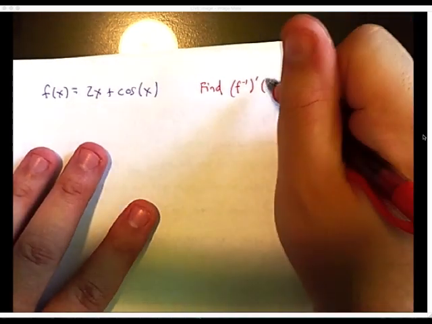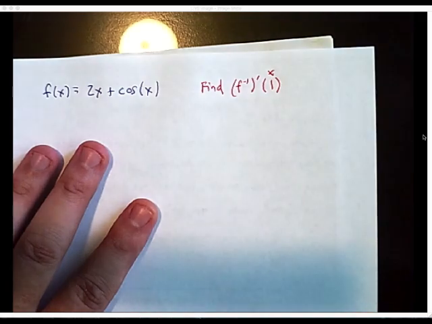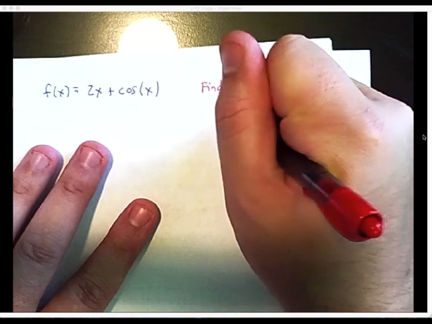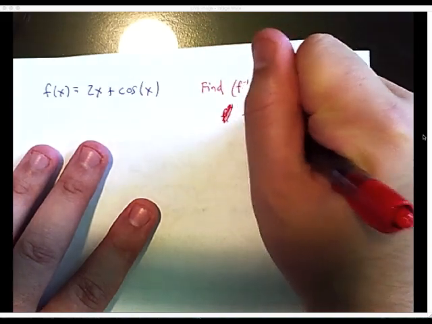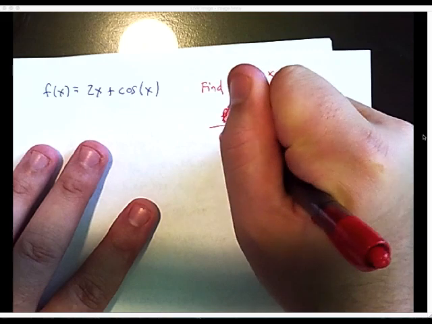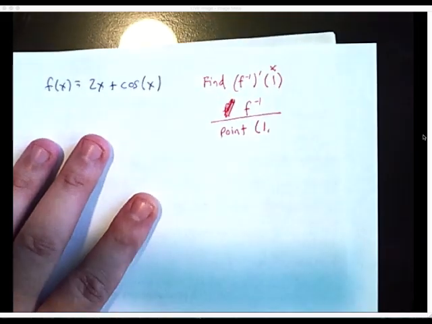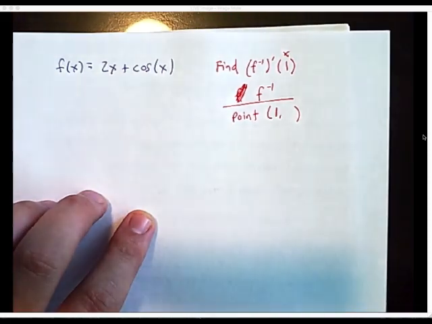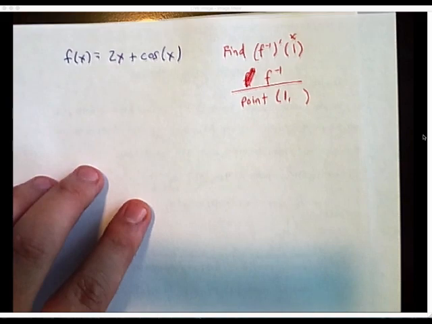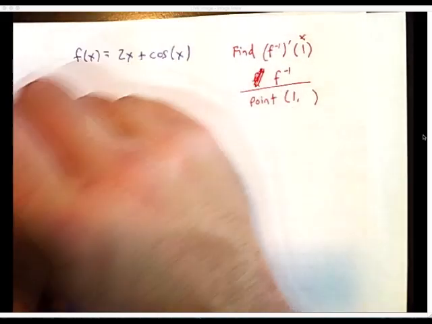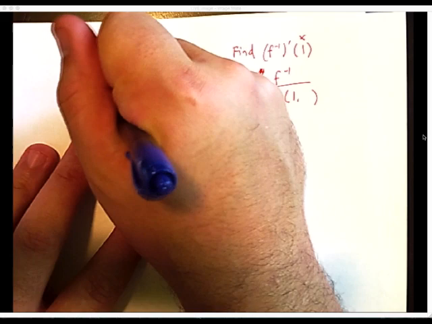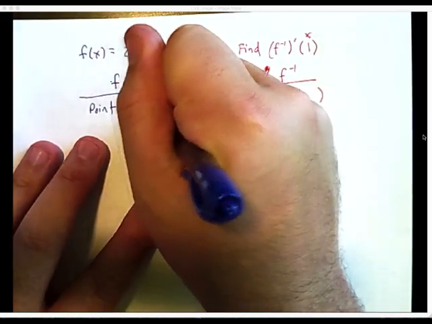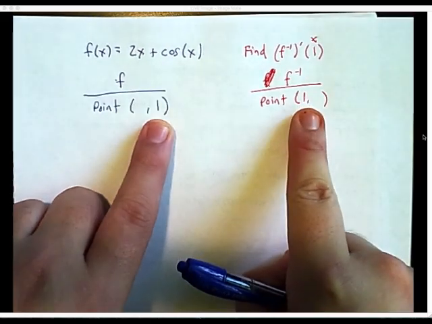So what do I know? This is the x value on the inverse. So on the graph of the inverse, I know a point. I know the x value of the point. That's 1. I don't know the y value yet. So coming over here to the graph of f, what I know is that the y value over here will be the same as the x value over there.